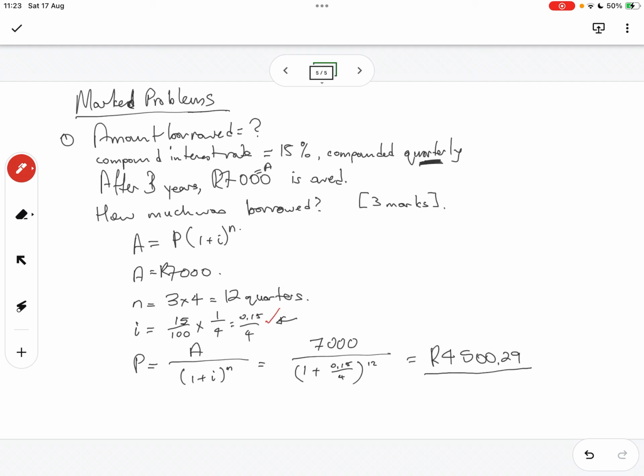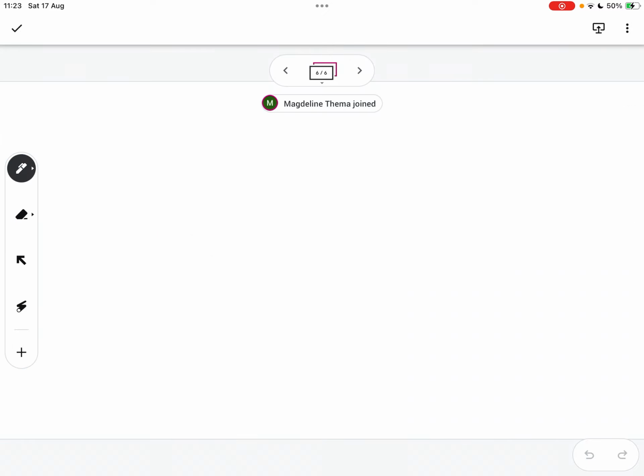And where you get marks here is in the correct identification of the interest rate, the correct substitution, as well as the final answer. That's where you get your 3 marks.